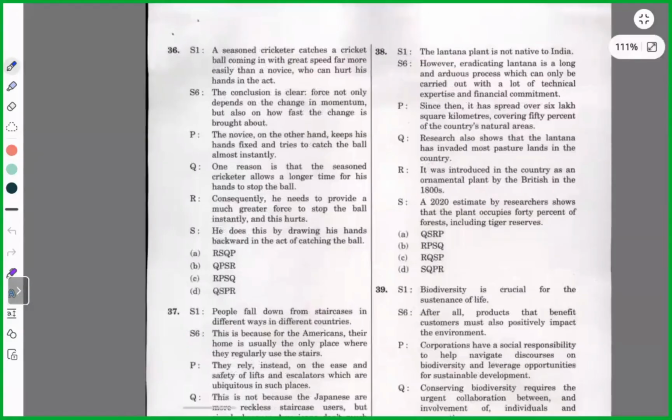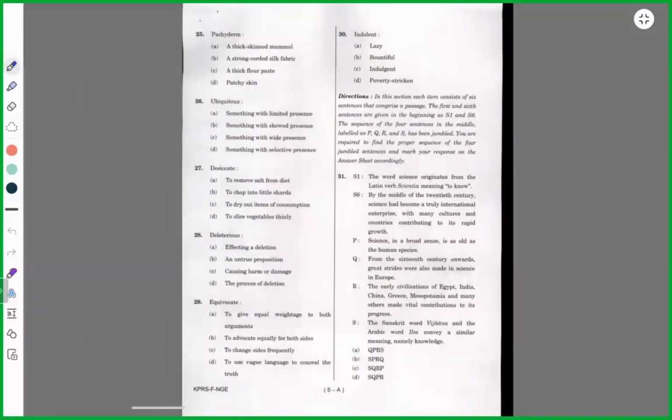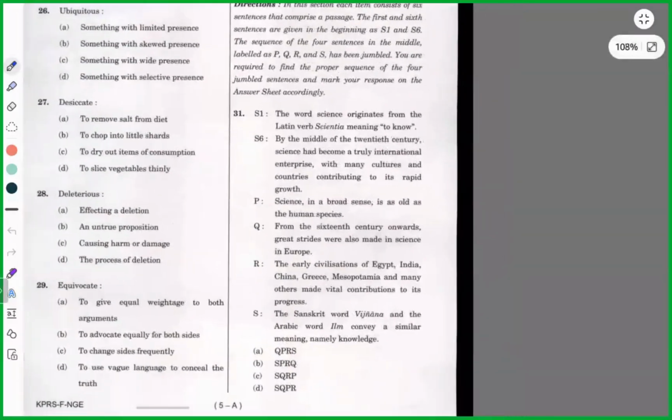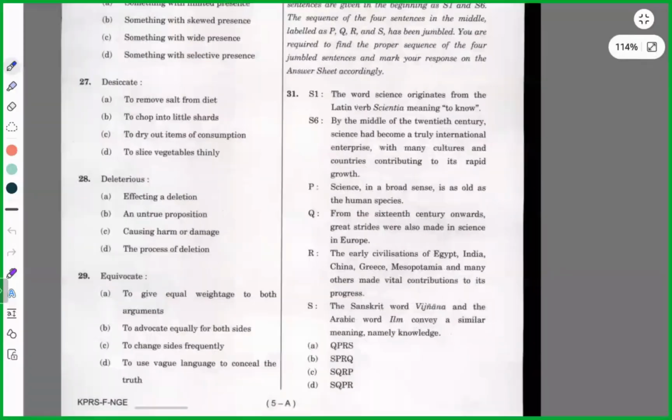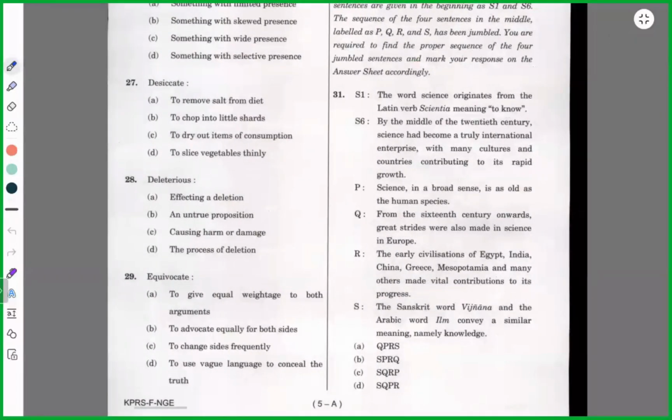Question number 36 is the first one? No, 31. Question number 31 for you. When you are done, tell me, and we'll solve it right here. Start. Take your time, don't worry. But try to find the logic. See the options. Play with the options. Take help of options. That is the advantage of the MCQ format.